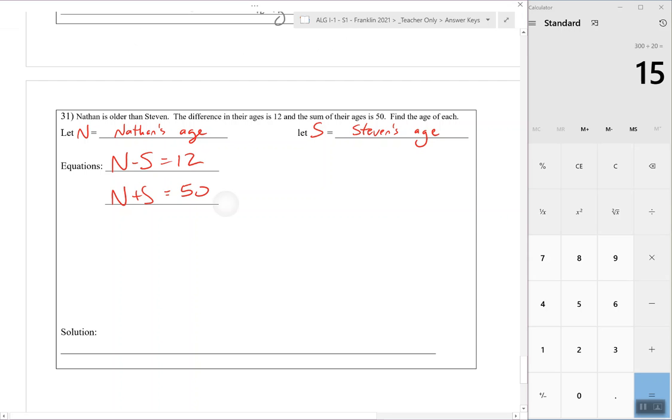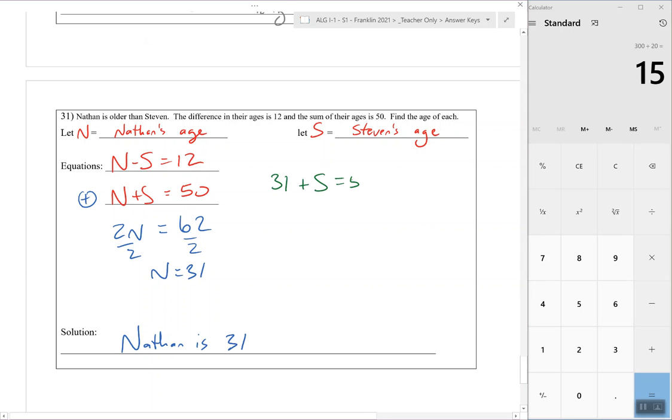Now we can see this is set up really well for elimination. So 2N and the S's cancel, equals 62. Divide by 2, and we know that Nathan is 31. We can solve for Stephen because we know that 31 then plus Stephen equals 50. The sum of their ages is 50. So subtract 31, and S equals 19. So Stephen is 19.